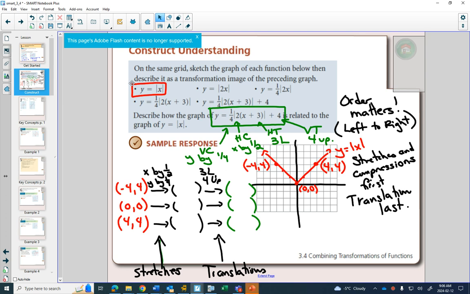So we have to do our multiplying, which is our stretches and compressions, first, and then we have to add and subtract second. And again, be very careful in your mental math as you're going here. So first of all, x by 1/2, that'll be -2. This will still be 0, and this will be 2. Y by 1/4, this will be +1, 0, and +1.